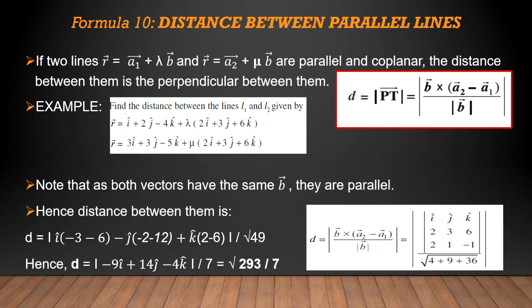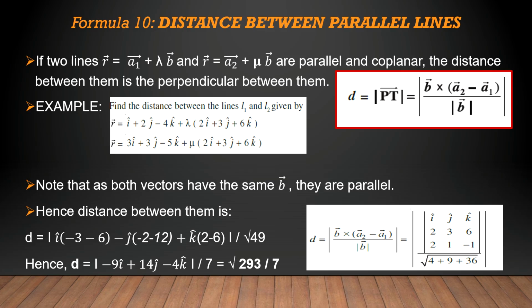Now the last formula is for the distance between two parallel lines. Now see, if the lines are parallel, the parallel vector b which we have will remain the same. Correct? So suppose you are having two lines, first line is a1 plus lambda into b and second line is a2 plus mu into b, then the distance between them is the perpendicular between them, and it is given by the formula as I have shown over here, b cross a2 minus a1 upon the magnitude of vector b. Let us see by an example.